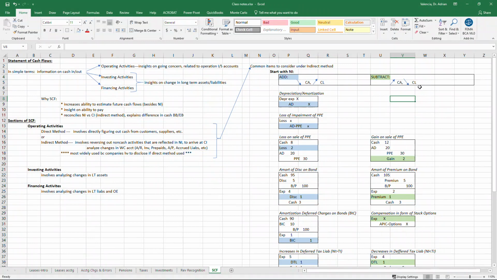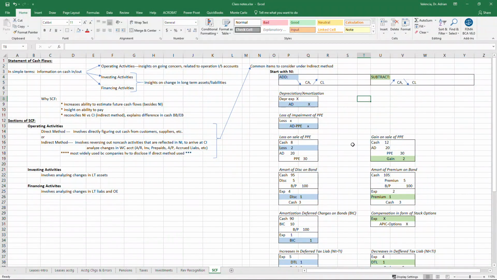Now keep in mind, during the year you might have performed a whole bunch of transactions, but we're summarizing it in one. So if accounts payable went down, we would subtract that from net income, because technically the fact that your accounts payable went down during the period means you paid more, cash went out, but that's not being reflected here in net income. So you would go in there and subtract it from there.